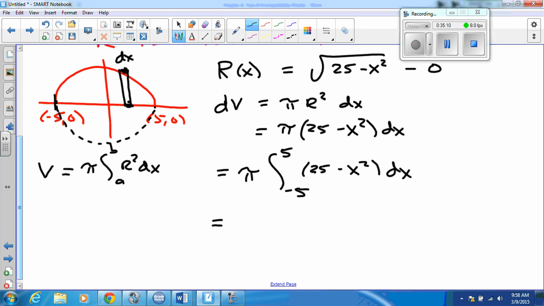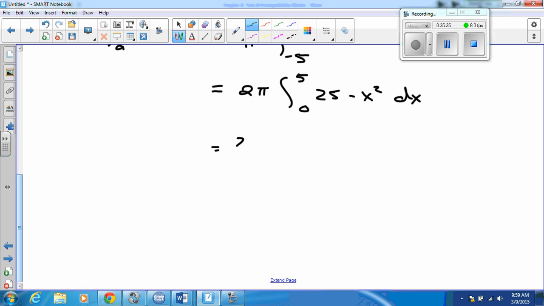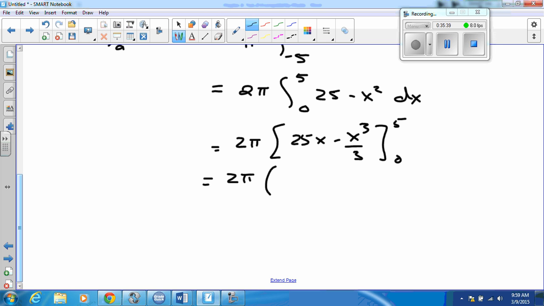Now, do you see what I see? I see that we could do half as much work if I integrated from 0 to 5 and multiplied by 2, because the whole thing is symmetric, right? So I'm going to rewrite this as 2 pi times the integral from 0 to 5 of 25 minus x squared. And that gives me 25x minus x cubed over 3, and all of that from 0 to 5.